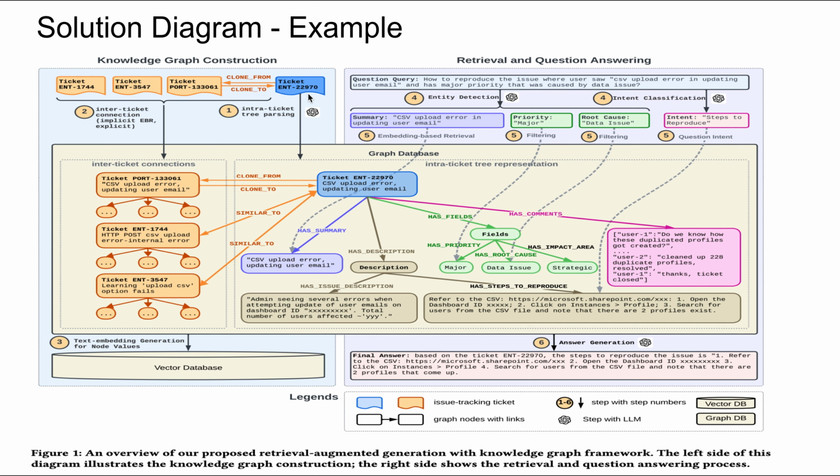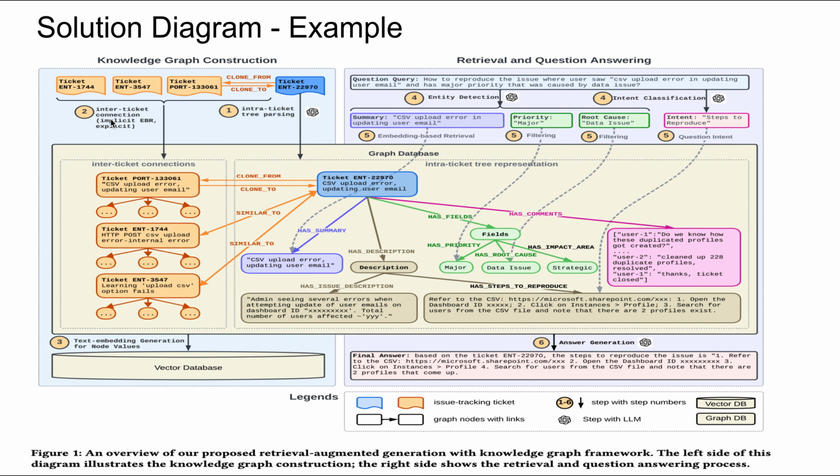This ticket is of an issue which is CSV upload error updating user email. Now there could be multiple things associated with this ticket. For example, the summary of the ticket, the description of the ticket, the fields that it has, for example the priority, the root cause, etc., comments, descriptions, steps to reproduce. So every logical connection is actually drawn out in this particular intra-ticket tree representation.